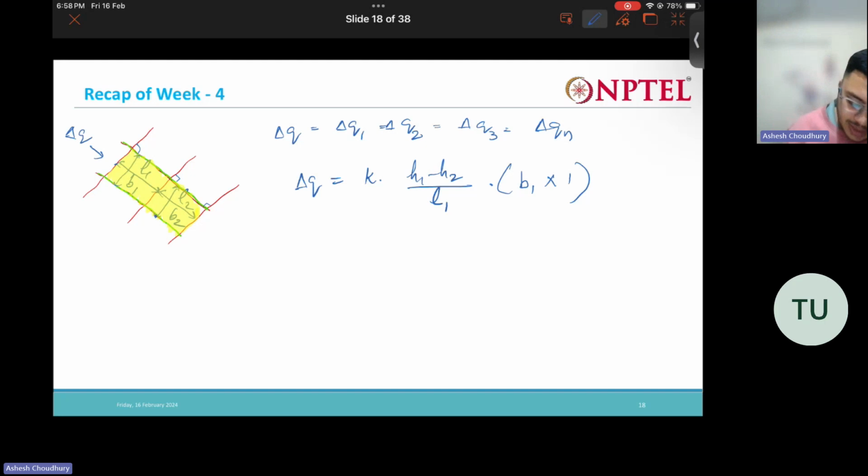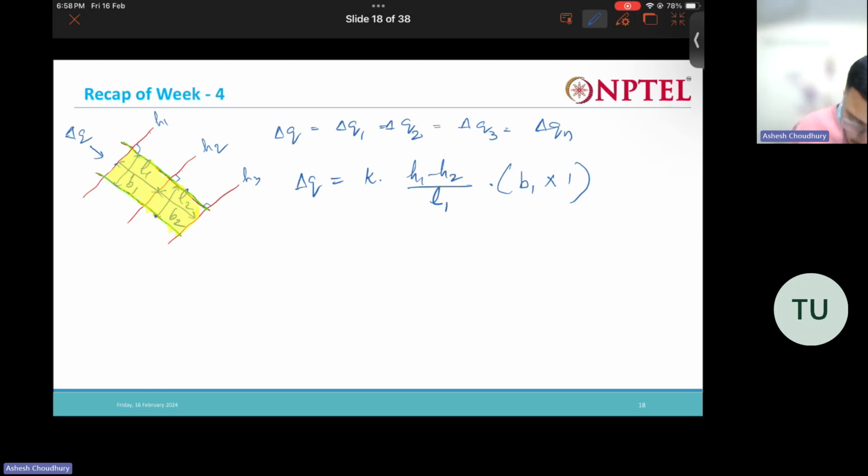If these are squares, what is Q? Q is nothing but KIA. K is the hydraulic conductivity, and I is the hydraulic gradient. What is hydraulic gradient? Head loss divided by the length of flow. So what is the head loss? Say head here was H1, then when the water flows the head is H2, then it is H3. Like this it's falling.